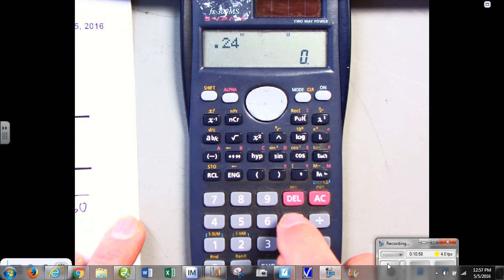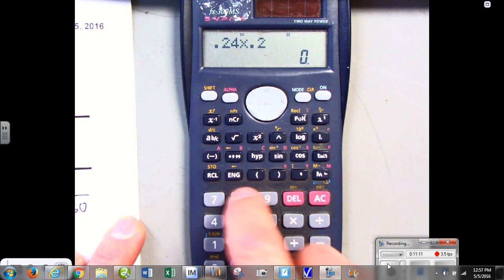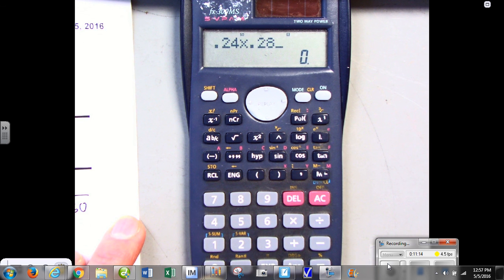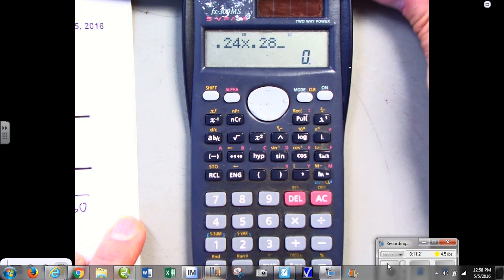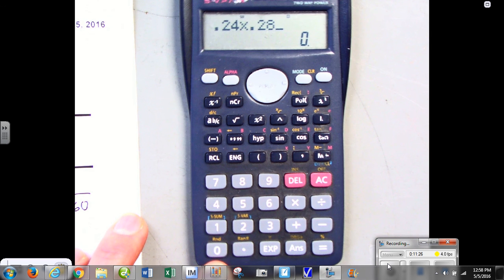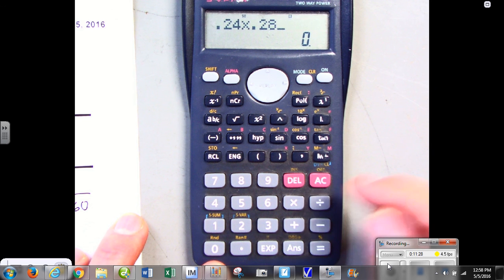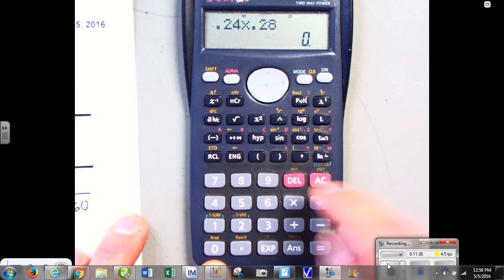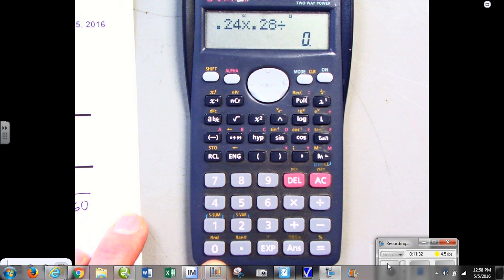I hope you're thinking the times sign, because they're side by side, and more important, they're both on the top. So the 0.24 is now going to be multiplied by 0.28. Now the next number, the 1.60, is on the bottom. The way you tell a calculator that a number is on the bottom is you hit the, now you can see the whole thing there, what sign to tell it it's on the bottom? Yes, that's right, the divide sign.